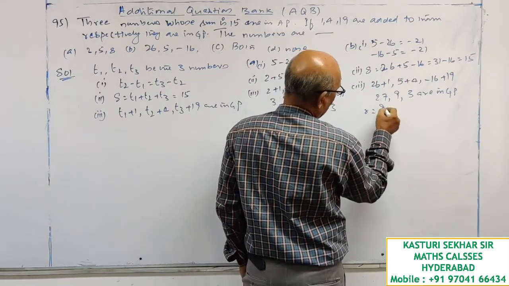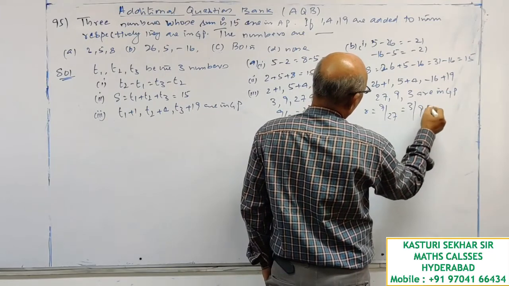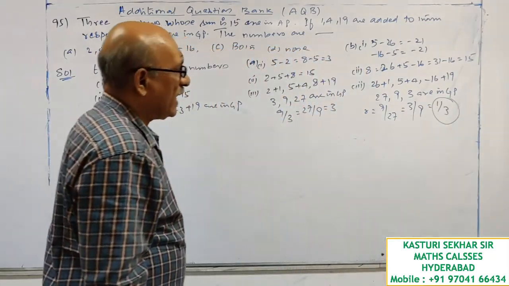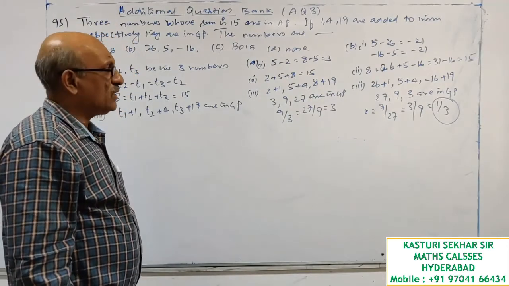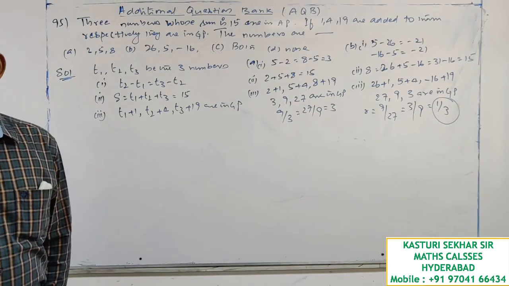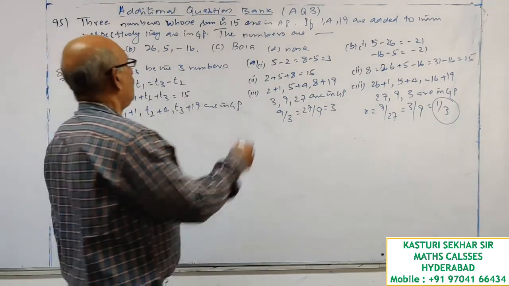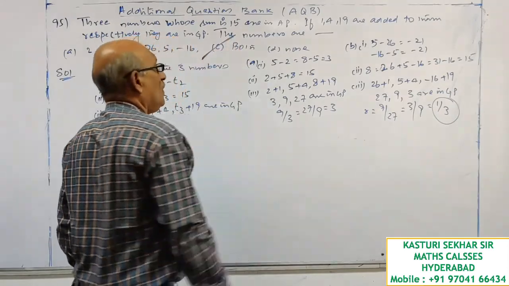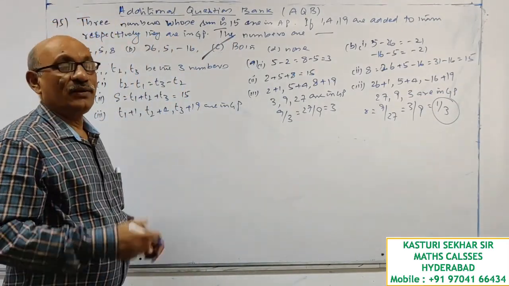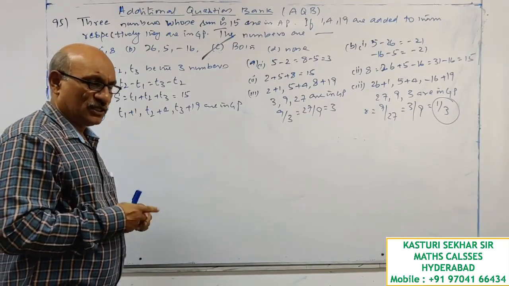Look at the common ratio. 9 by 27 is equal to 3 by 9 is equal to 1 by 3. So option B also satisfied all the conditions given in the question. So for this question also both is the answer, which means option C is the answer to the given question.